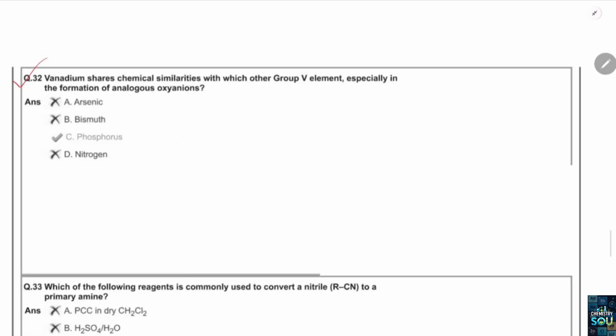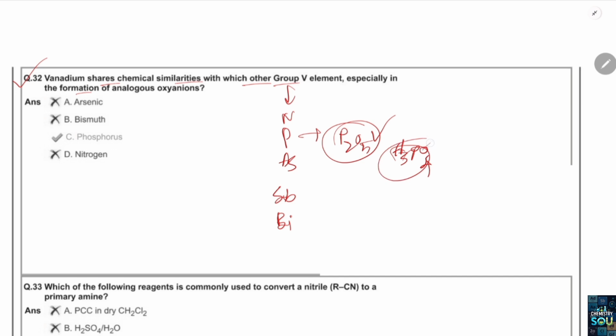Question number 32, vanadium shares chemical similarity with which other group 5 element, especially in the formation of analogous oxyanions? Group 5: nitrogen, phosphorus, Sb, bismuth. So similar to vanadium, phosphorus forms P2O5, and the oxyanion H3PO4. So the correct answer will be phosphorus.